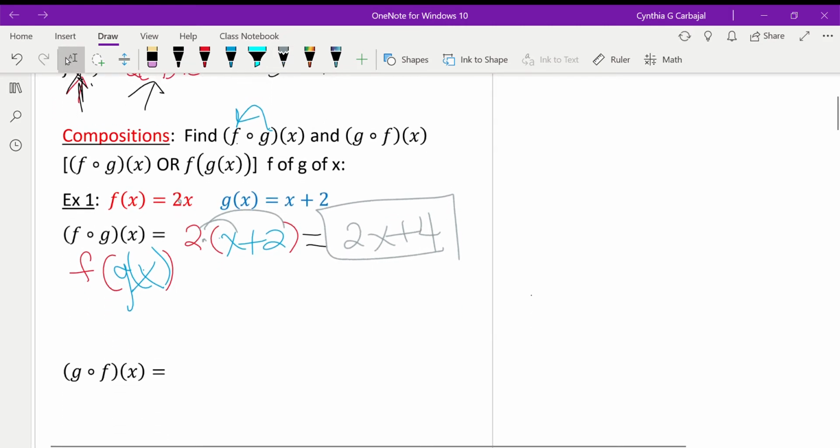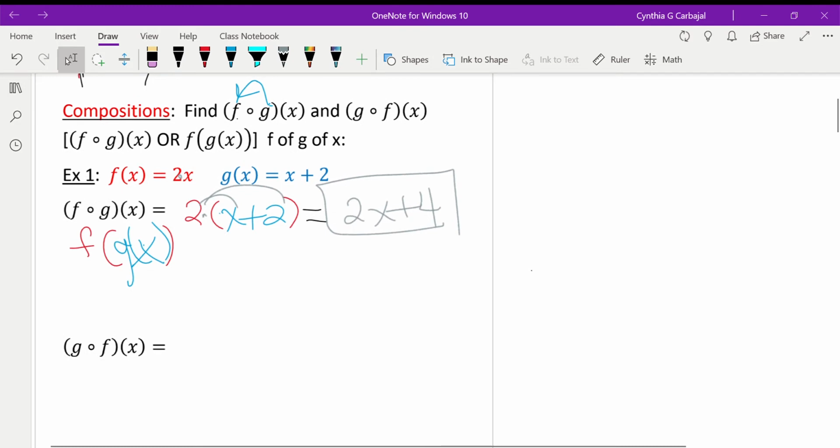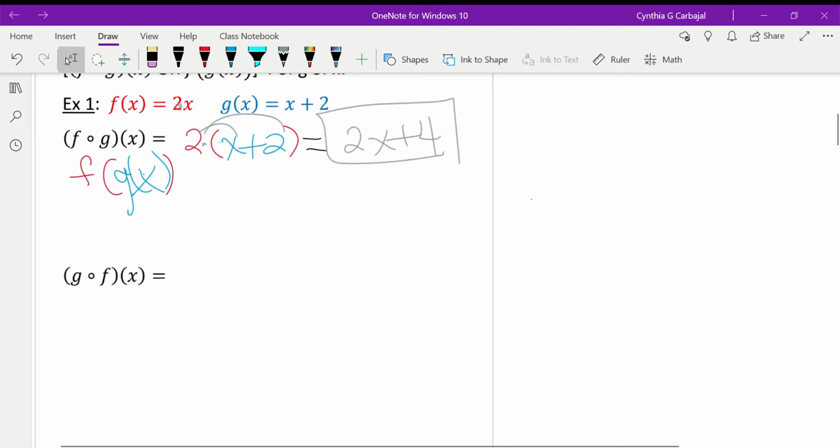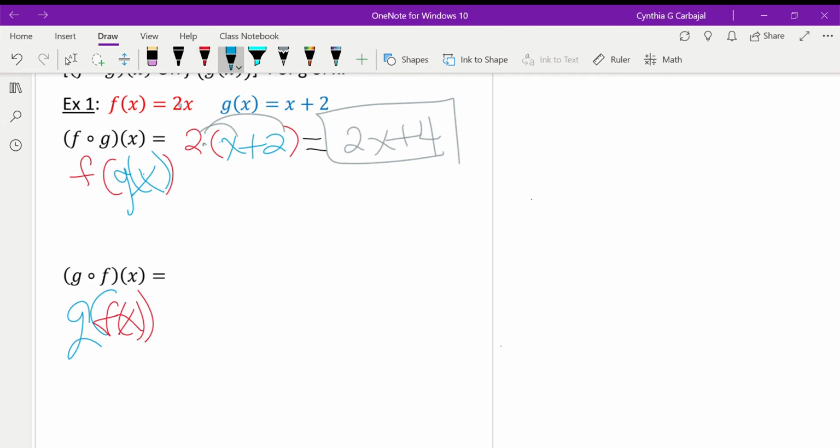Now check this out. Now we're going to do the second example, where the g comes first and then the f. Again, I'm going to rewrite it so we can see how the nesting works there. We're going to have, excuse me, not f, g. We're going to start with the g function, right? And inside the g function, we're going to substitute in the f of x, or the f function, okay? So that's what we're going to do.